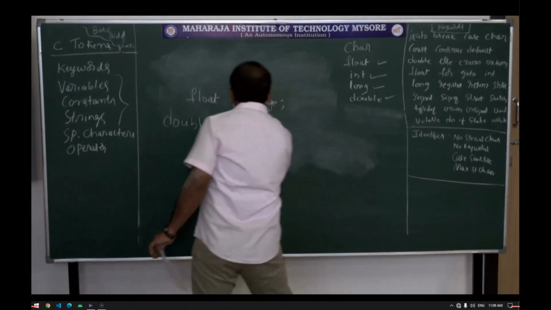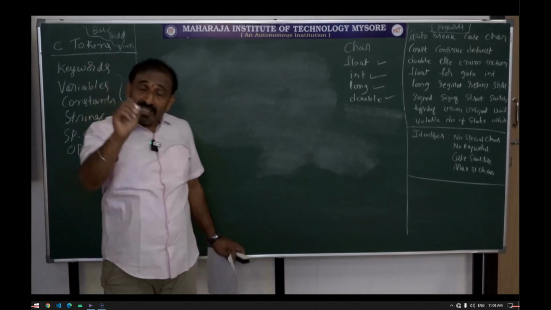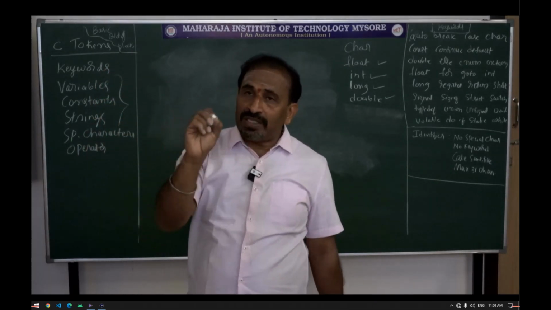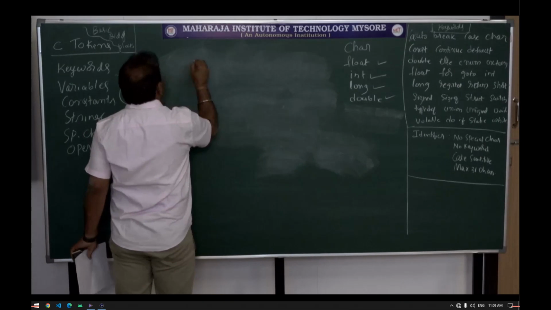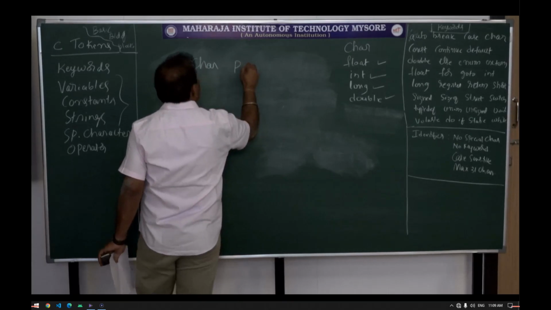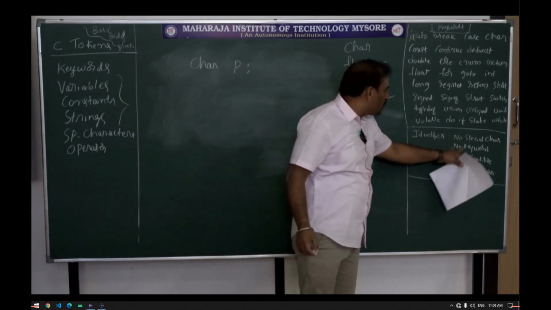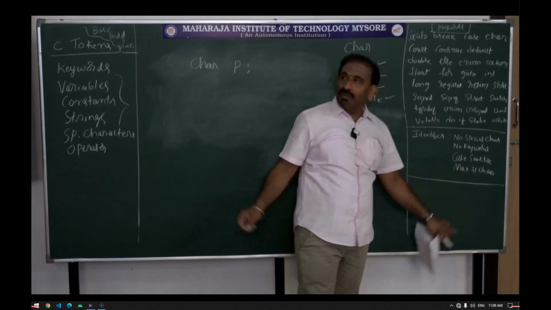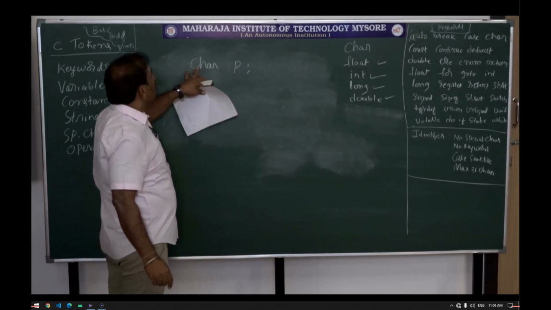Then you have another type of variable called character. Character is a single value. It can store only a single character at a time. Say for example, I am storing character P. P is a variable. Does it follow all the rules? No special character? Yes. No keyword is used? Okay. Case sensitive? No problem. Maximum 31 characters? Only one character I have used. So P is of type character.